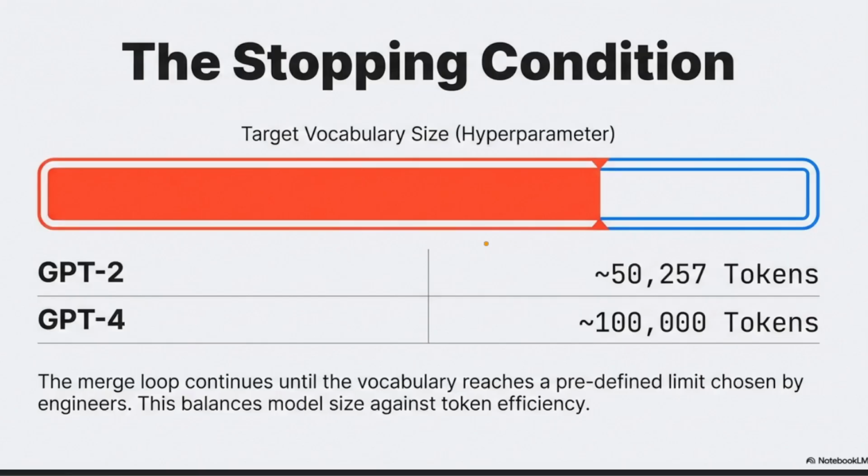So how do we stop? We stop before training. We pick a target vocabulary size. For example, if we set it to 50,000 tokens like in GPT-2, the algorithm keeps finding and merging pairs until it has created enough new tokens to hit that limit. GPT-4 has a vocabulary of 100,000 tokens, allowing it to capture very specific and complex words as single units. So it's a hyperparameter that we need to adjust during the training.